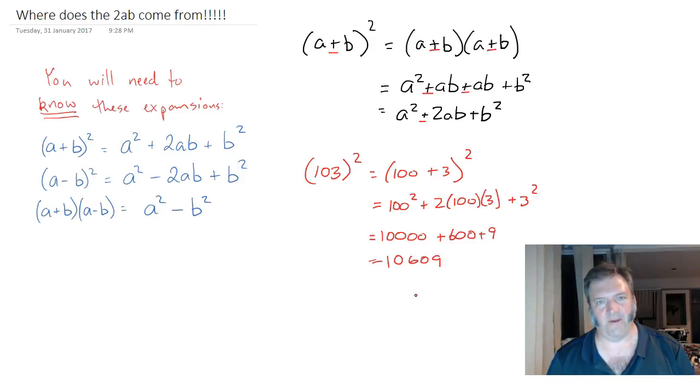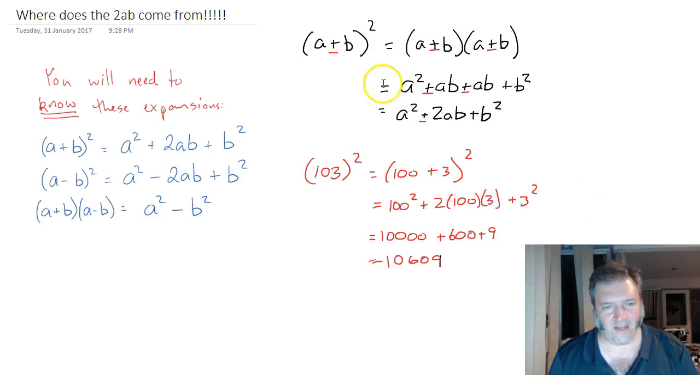We also use it when we're expanding lots of other things when we do binomial probability, which is probability where there are two outcomes, a success or a failure. We're going to use that expansion again. So get comfortable with it.